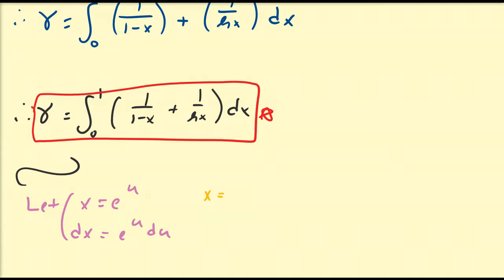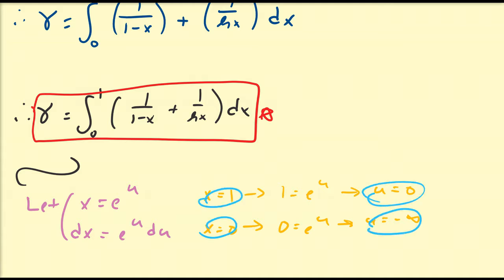So when x is equal to 1 and when x is equal to 0, what does u become? When x is equal to 1, we get 1 is equal to e to the u, so we see that u must be equal to 0. And when x is equal to 0, we have the equation 0 is equal to e to the u, and the only limiting value that can make that possible is negative infinity. So our limits from 0 to 1 become minus infinity to 0.